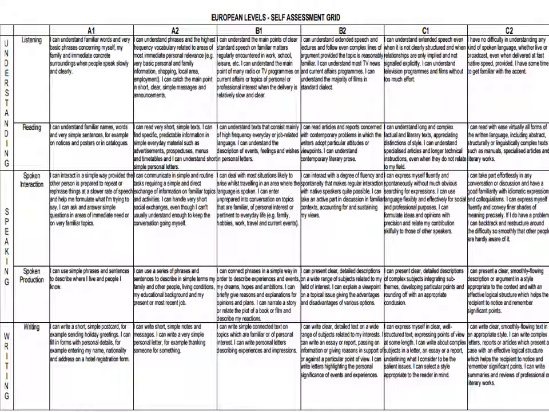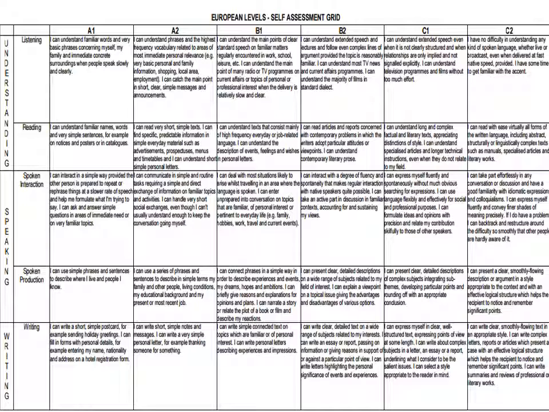Hello, my name is Brenda Garcia, and I will explain to you about the language level. We have different levels, for example, understanding, in which we can include listening and reading. The first one, we can understand familiar words and very basic phrases concerning myself, for example, my family, and we can concentrate when people speak slowly. Also, we can understand phrases at the highest frequency vocabulary related to areas of most immediate personal relevance.